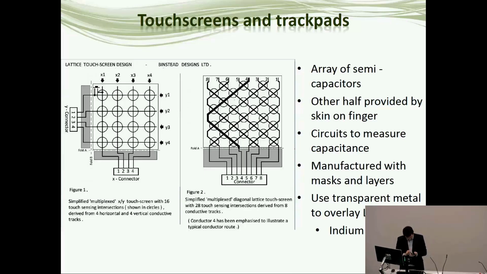But somehow they figured out if you, again, find this unusual metal, indium, and make it into indium tin oxide, you can create a transparent metal which allows you to do all this masking stuff on something that is see-through. And that enables you to put your touchscreen layer on top of your LED display layer to build up the touchscreen.